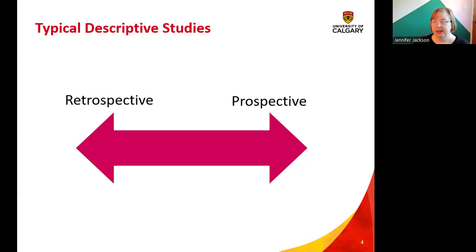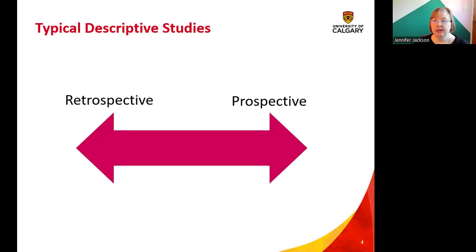Prospective is particularly common with any kind of health treatment. So we are going to start giving people this medication and see if it makes a difference. And so our study is set up before the intervention occurs, and we're going forward to assess this intervention.